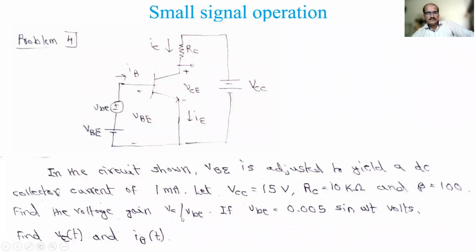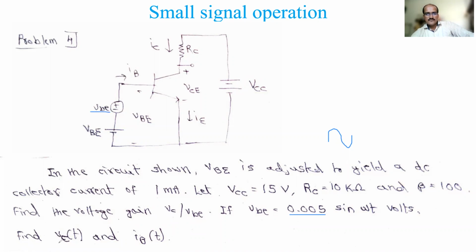Find the voltage gain VC by VBE if VB is equal to 0.005 sine omega t volts. So this VB is an AC signal component, a sinusoidal wave. It will have the amplitude as well as the sine part. This is the amplitude 0.005. It is a very small signal. So that is given.